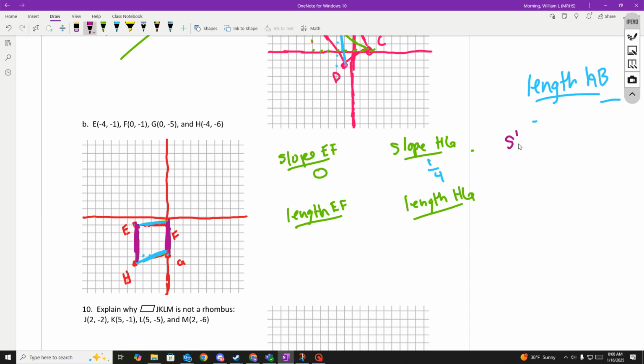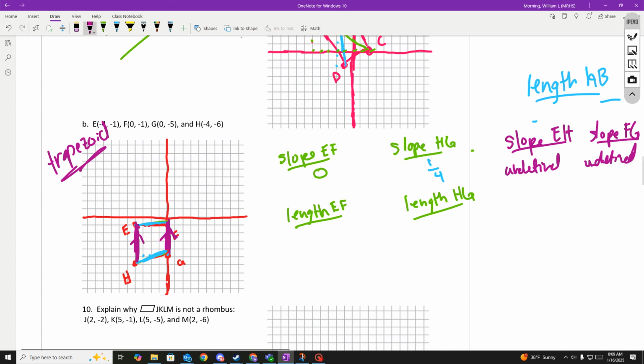The slope of EH and the slope of FG, they're both undefined because they don't have any run. They're both vertical. So undefined, undefined. But you can tell from the picture that they both have the same slope. So these are parallel. So what you have is one pair of parallel sides. And by definition, that is a trapezoid. One pair of parallel sides is a trapezoid.